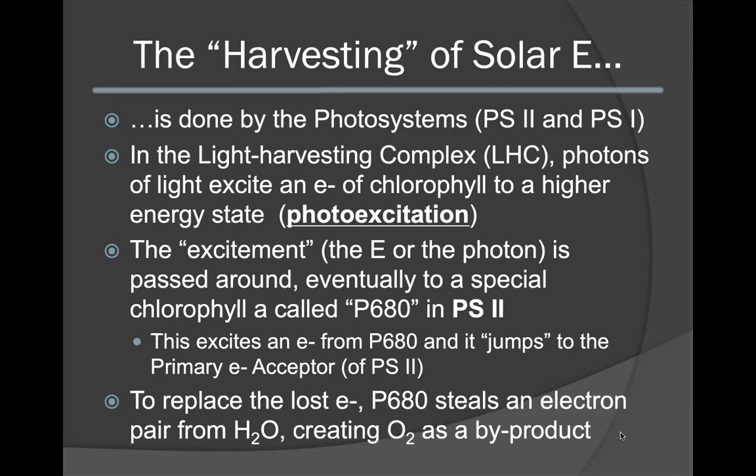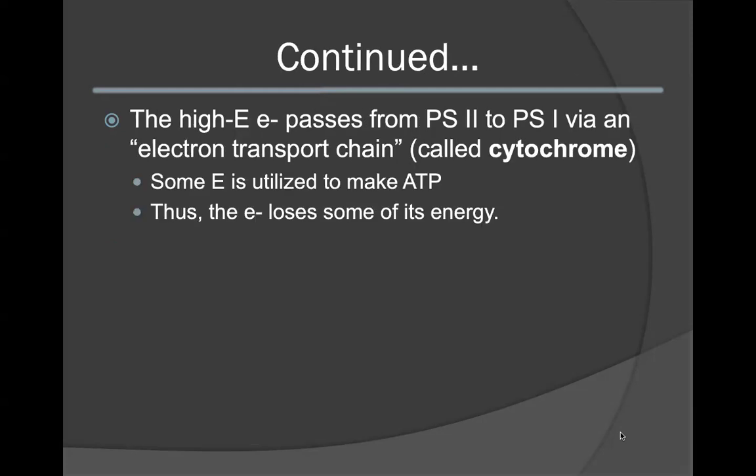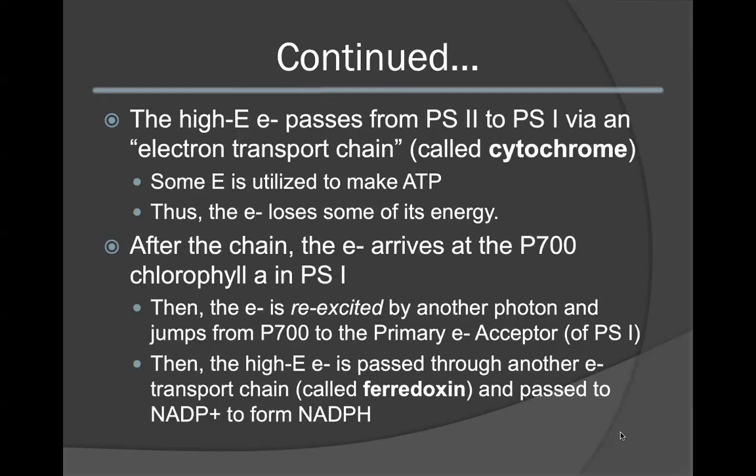This is called the splitting of the water molecule. When the water molecule is split, this will create oxygen as a byproduct. These low energy electrons will then sit in P680 until another photon can be used to transfer more energy to these electrons. This process will occur over and over again. Once the electrons are energized to a high enough energy state, they will leave the primary electron acceptor of photosystem 2. These high energy electrons will then be passed to photosystem 1 through an electron transport chain.